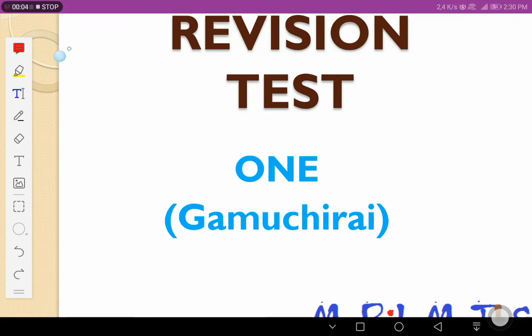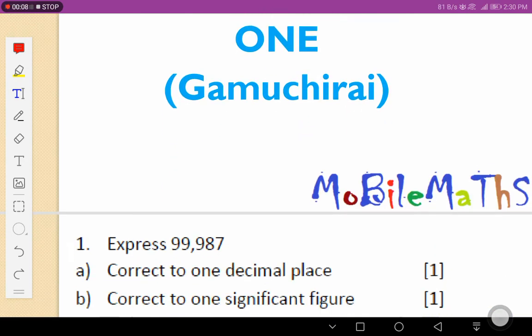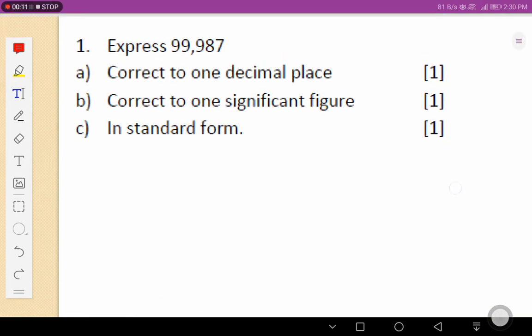I want us to look at a revision test for the Form Ones that I gave you guys. Our first question was saying correct the number 99.987 to one decimal place. So this is 1 dp.